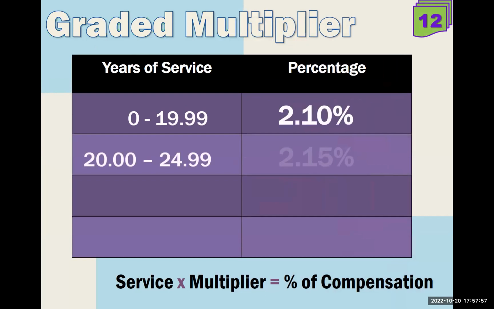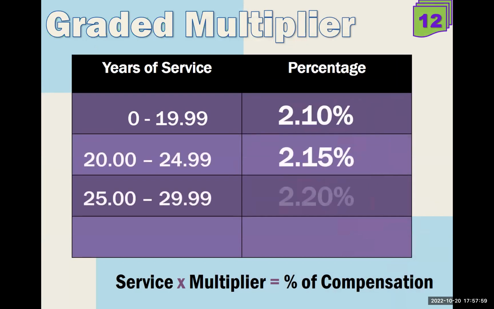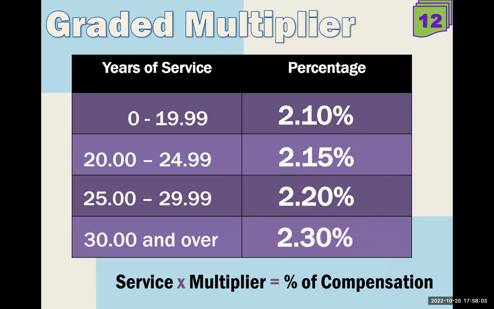The graded multiplier, the second part of the formula, times your years of credited service determines the percentage of your average monthly compensation that you will receive as your benefit when you retire. As you can see, the more years of service you have, the higher the graded multiplier. And the graded multiplier does cap out at 2.30% at 30 years of service.